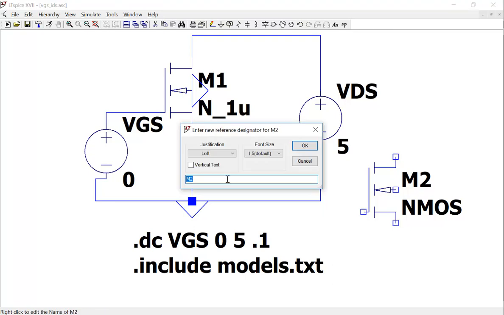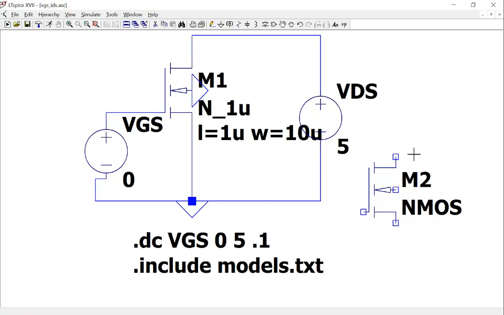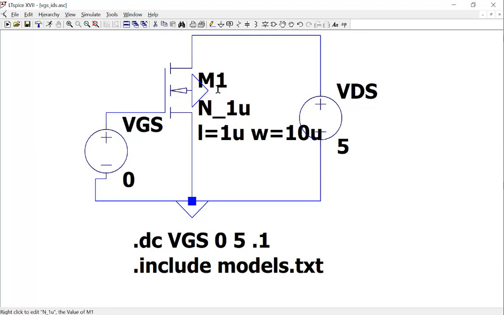You're not changing M2. Okay, it's a number or it's a name in the schematic, M1, M2. If you grab another one, it's going to be M3, okay? Change the model name, don't change the schematic name here. So, delete it. Is that clear for all these parameters here?